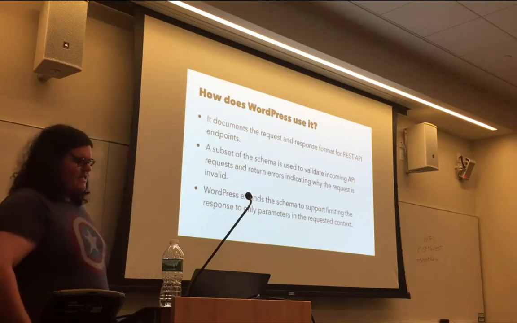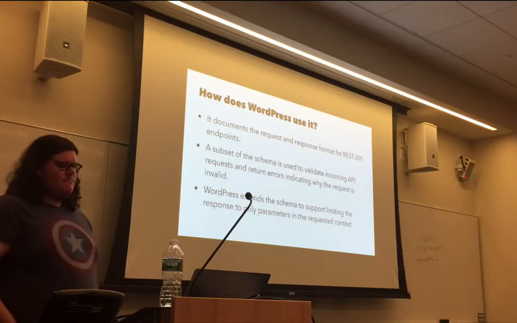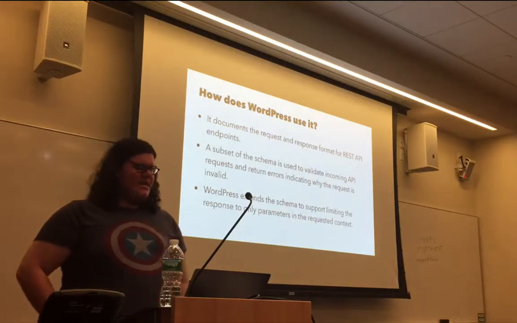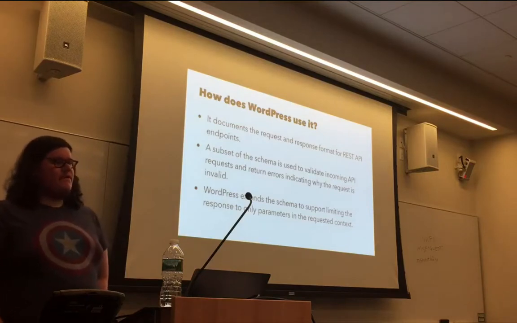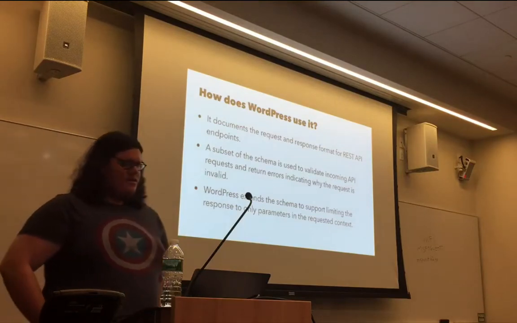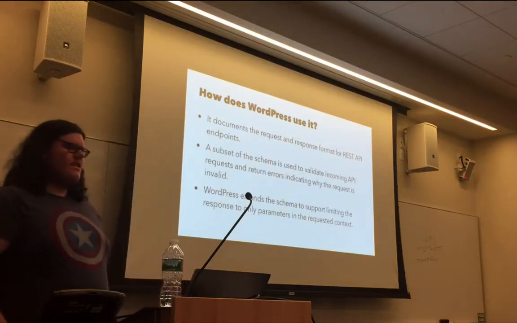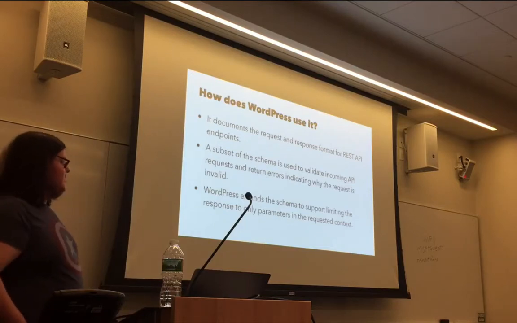WordPress also extends the schema to support limiting response data to only parameters in the requested context. This is helpful for things like the post password field. You wouldn't want that to show to the public. WordPress defines that this is something that's only available to people who can edit the post using the JSON schema.